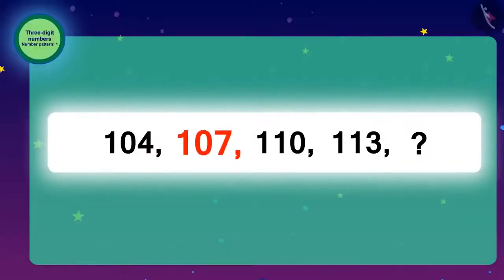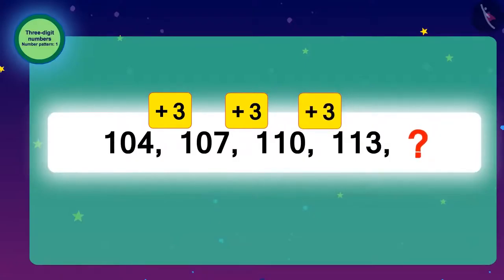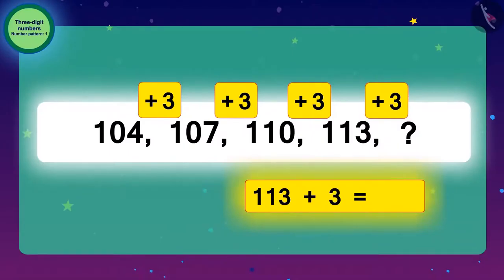To get from 104 to 107, we have to add 3 to 104. Then to get from 107 to 110, we will add 3 to 107. Similarly, we can add 3 to every number and find the next number. To find the next number, we have to add 3 to 113. So if we add 3 to 113, then the next number would be 116. This will be the answer to the code."